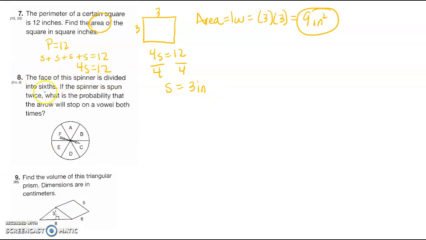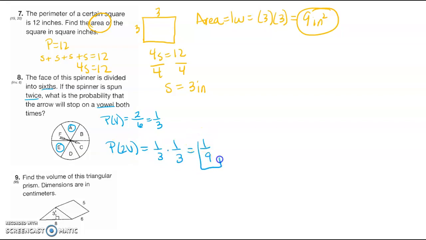The face of the spinner is divided into sixths. If the spinner is spun twice, what is the probability that the arrow will stop on a vowel both times? So we have 2 vowels. So the probability of a vowel is 2/6 or 1/3. The probability of 2 vowels is going to be 1/3 times 1/3, which is 1/9. Okay.